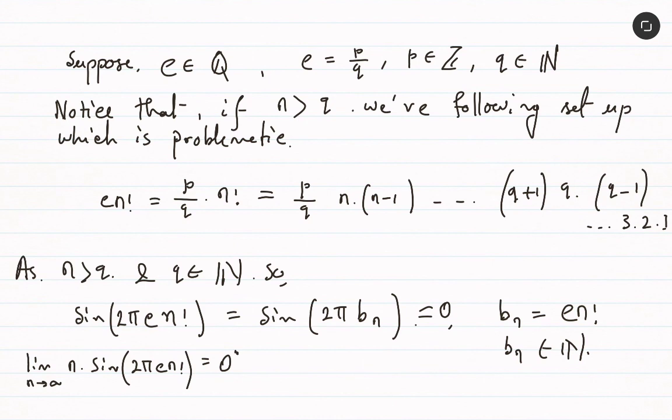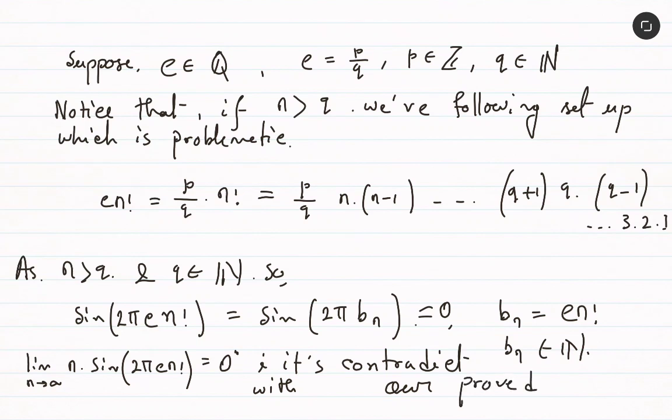Therefore we can conclude that e is irrational. Therefore it contradicts our proved result. Therefore e is irrational. So this is how we can prove that e is irrational.